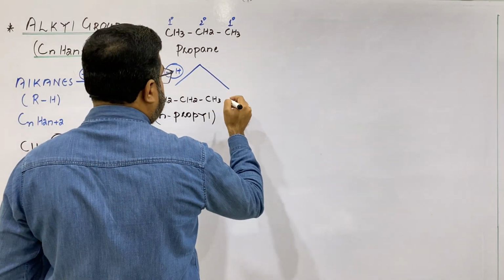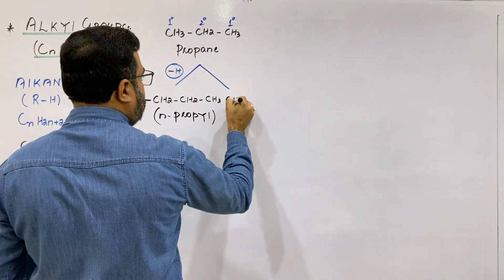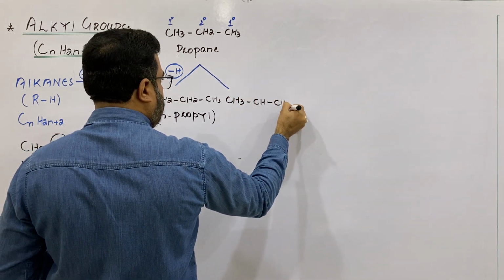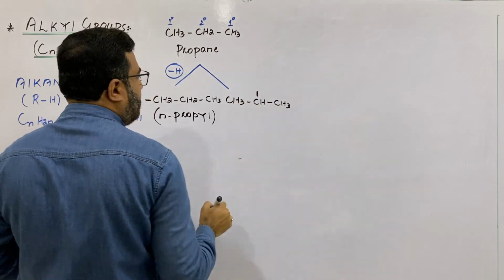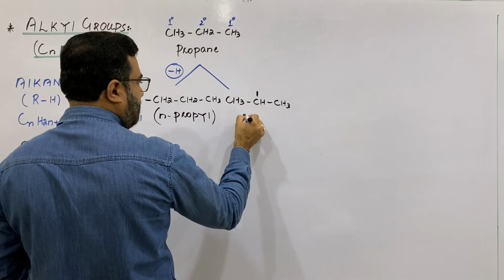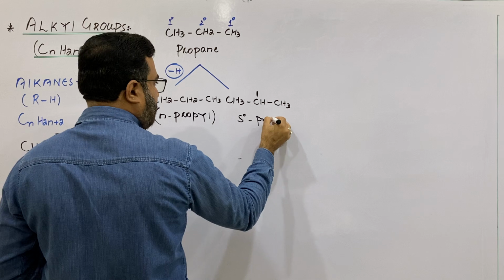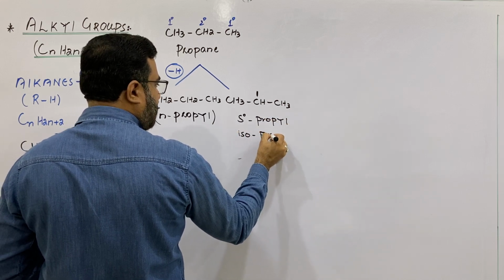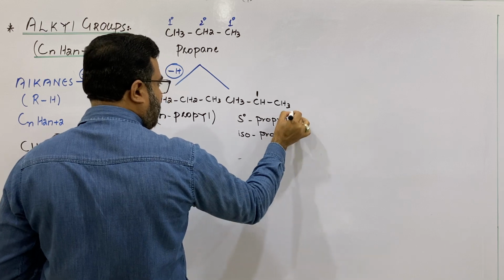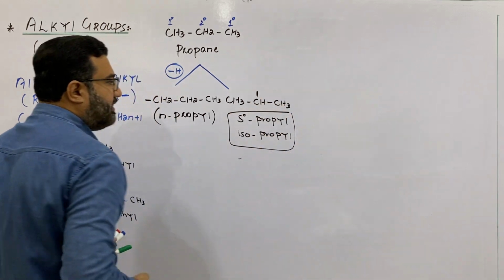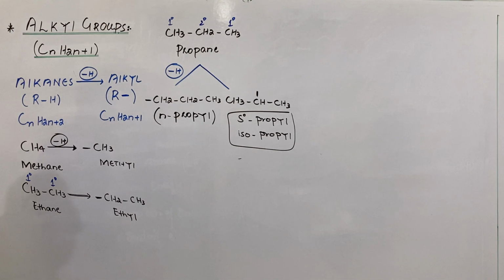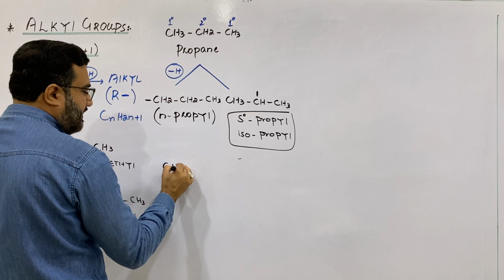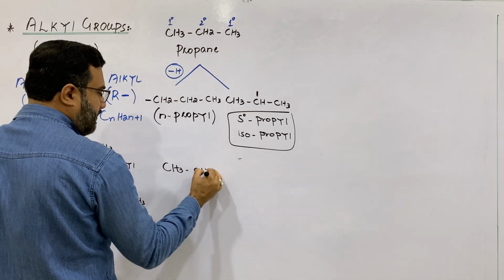But if you will remove hydrogen from the secondary carbon like this, now that will be called as the secondary propyl or isopropyl. In case of propyl, there will be no difference between secondary and iso. That will be secondary propyl or isopropyl. Now moving towards the next alkane, that is butane.